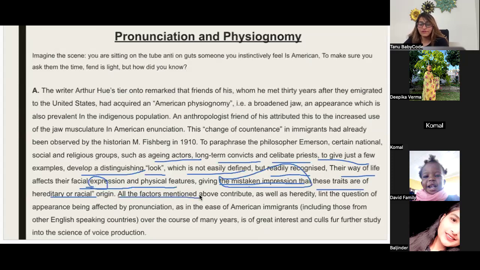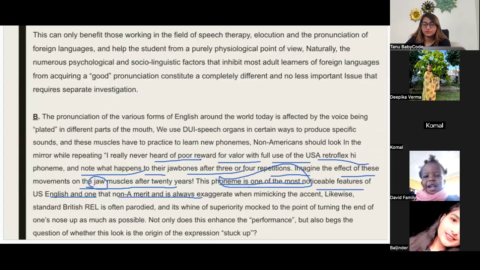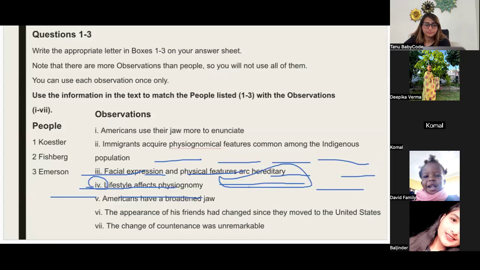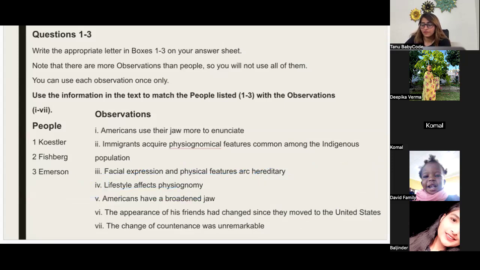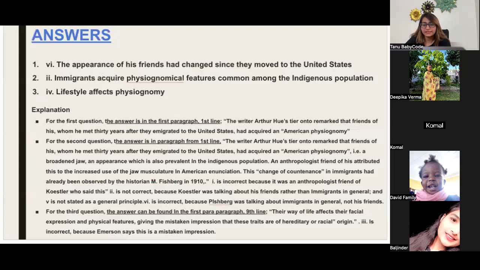See, all the factors above contribute. So your physiognomy is affected by your lifestyle, right? Your facial expressions, physical features, the way of life. Clear, everyone? Yes, everyone? Clear? You can check your answers here. Please check your answers.